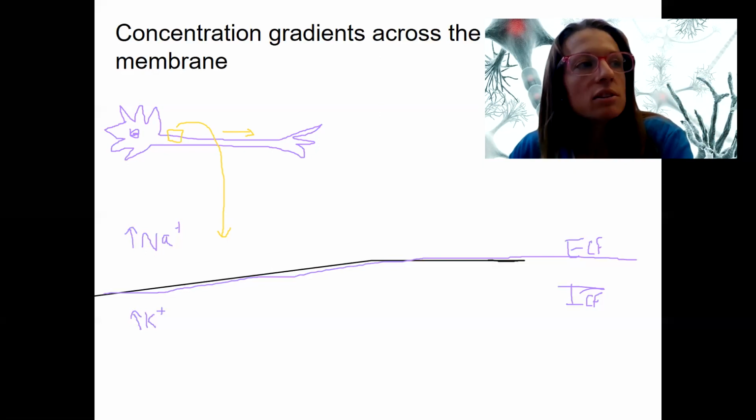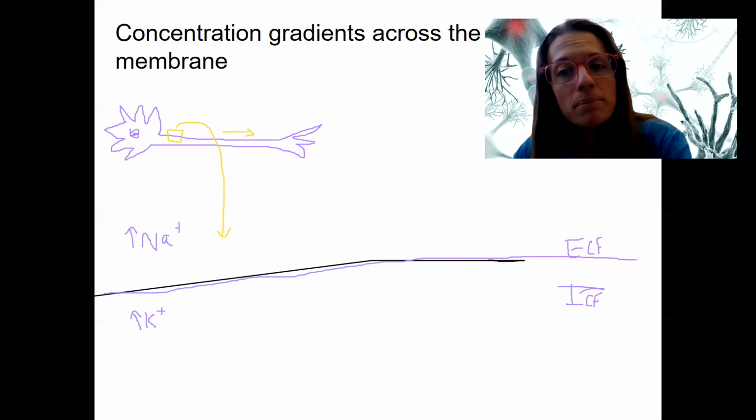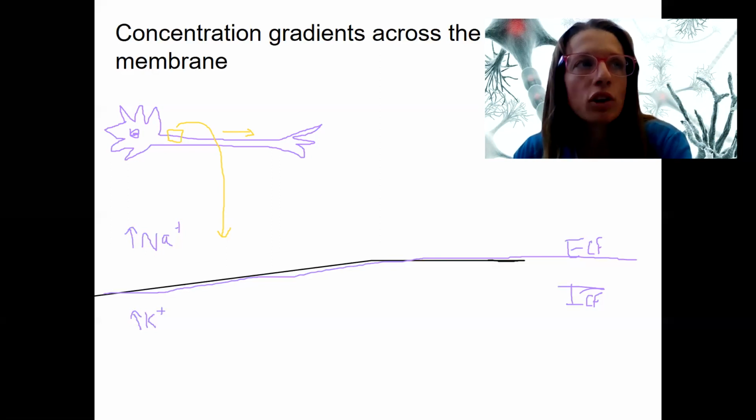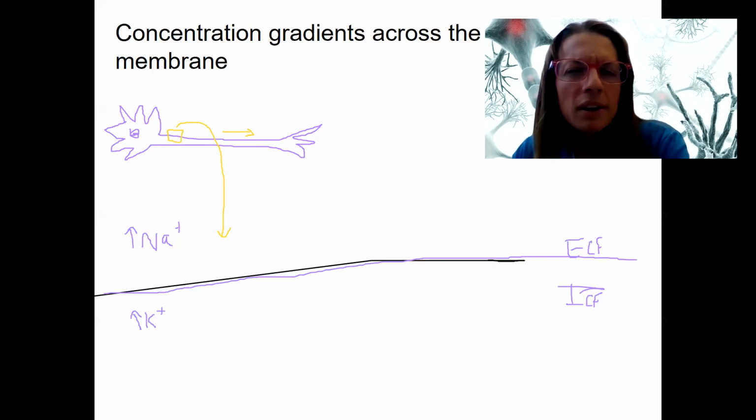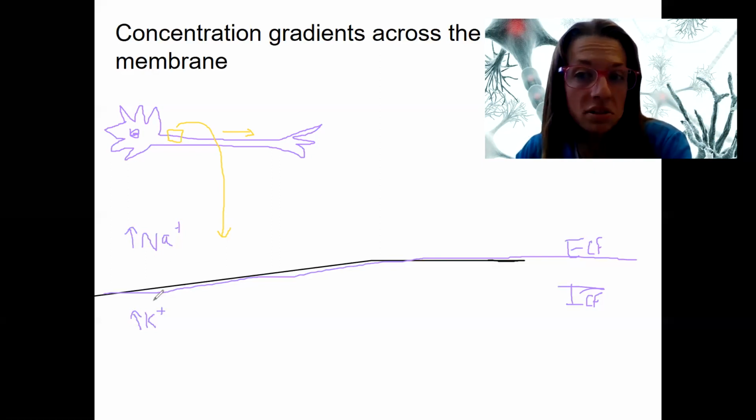So high sodium outside, high potassium inside. That's something you just got to know. You've hopefully heard it before. But also, is there something that you know about that helps to maintain these gradients? High sodium outside, low sodium inside. That's a gradient, a difference in concentration inside the cell and outside of the cell. There's a concentration or a chemical gradient for sodium.